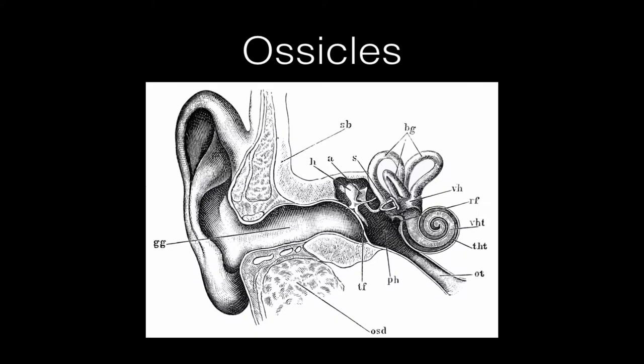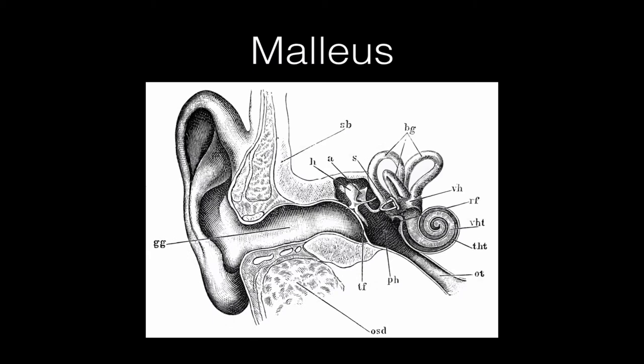Let's take a look at the ossicles. The ossicles are those three little bones that are found in the middle ear. They are the smallest bones in the body. We have the malleus. This is also known as the hammer. And just so you know, I will not accept hammer, anvil, and stirrup on the test. You need to use the true anatomical terms of malleus, incus, and stapes.